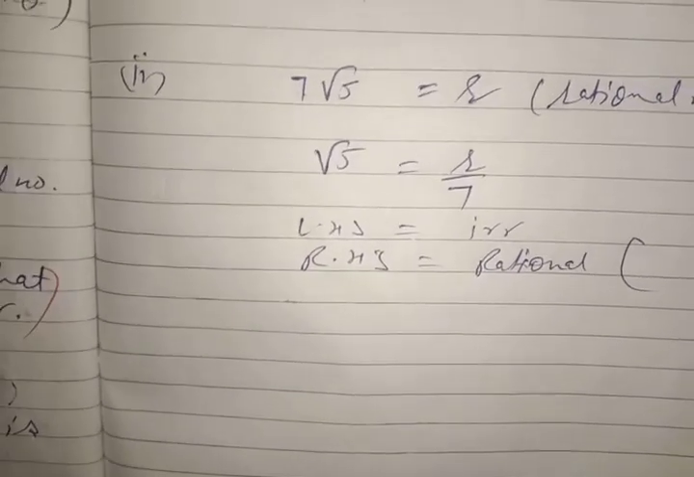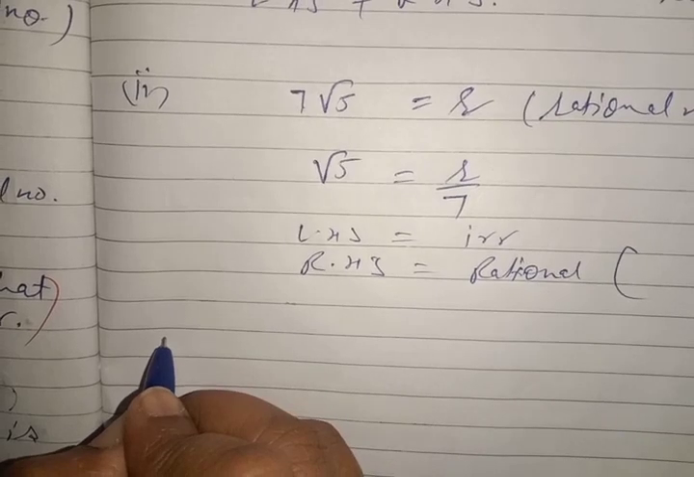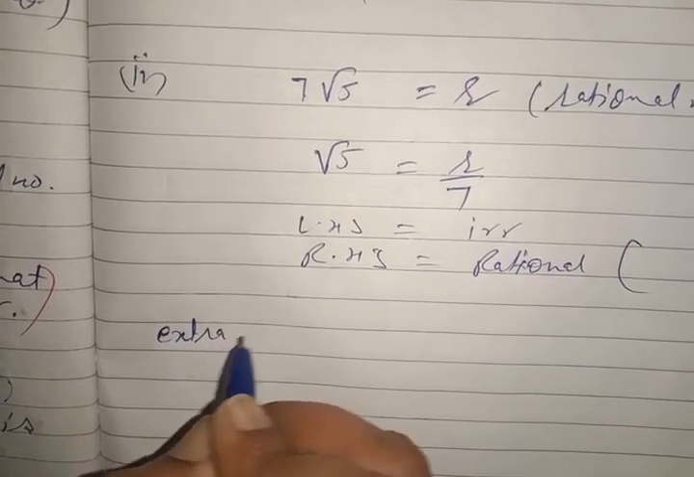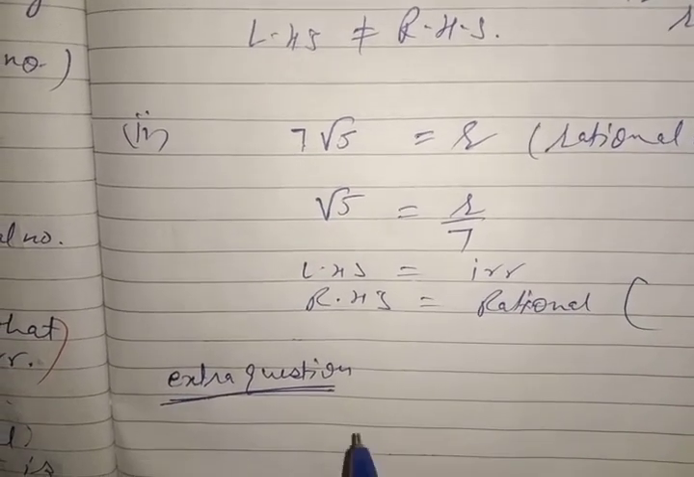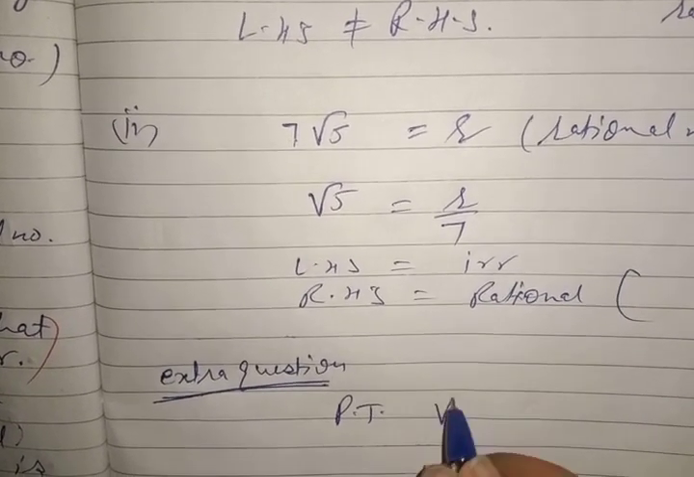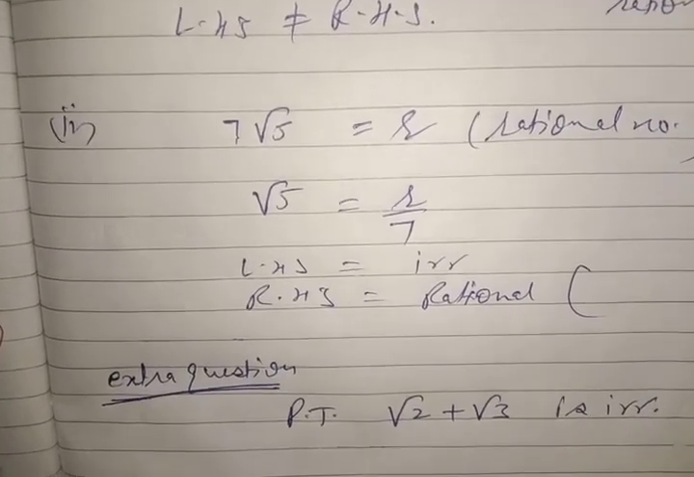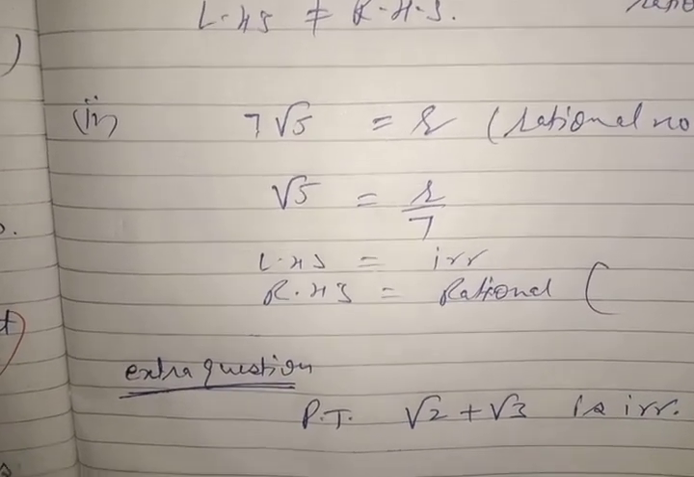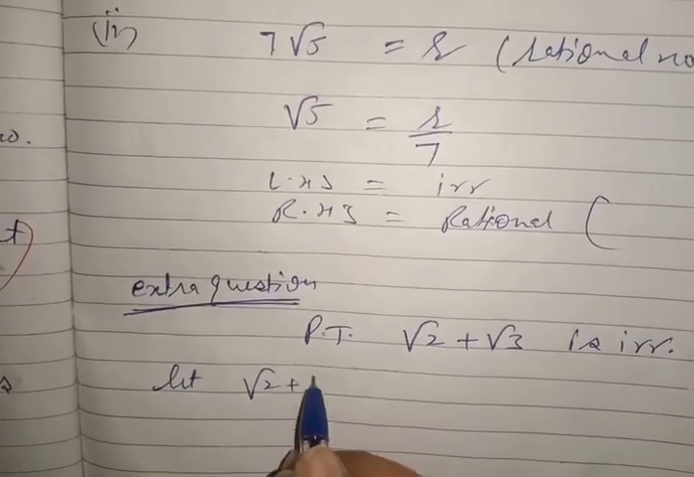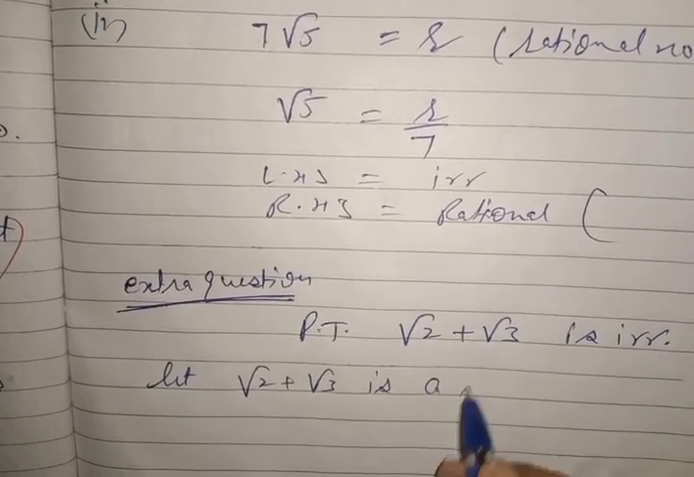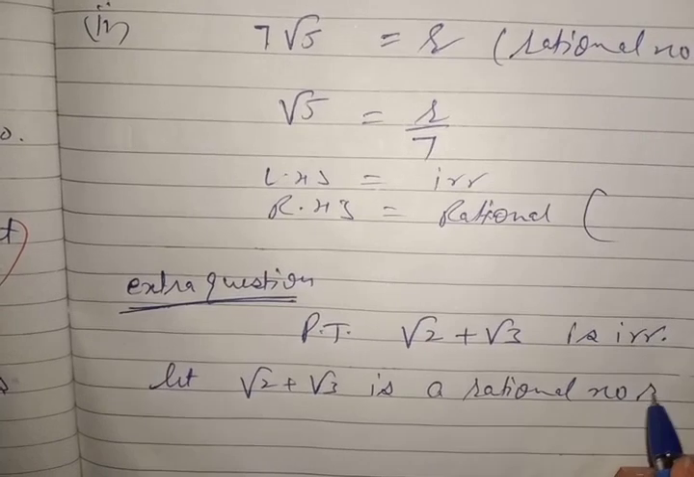Now I want to discuss an extra question with you people, so that's why I'm doing that. The extra question is: prove that root 2 plus root 3 is irrational. Now if both have roots, how can we prove it? The first step is the same: let root 2 plus root 3 be a rational number, say R.